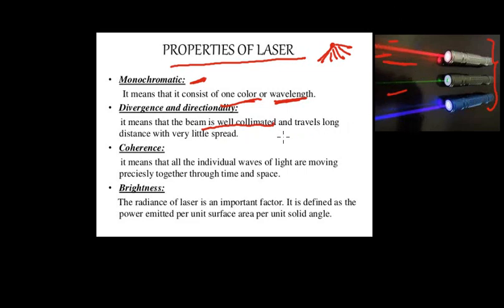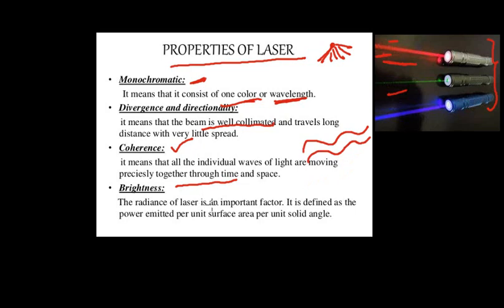Next is coherence. It means that all the individual waves of light are moving precisely together through time and speed. Like if two light rays are moving like this, maintaining the same phase difference and same wavelength, they are said to be coherent.